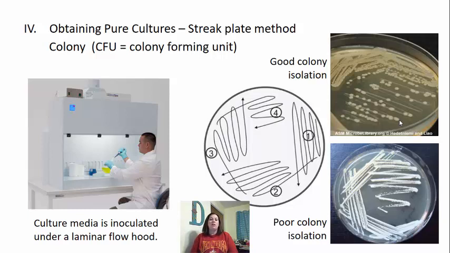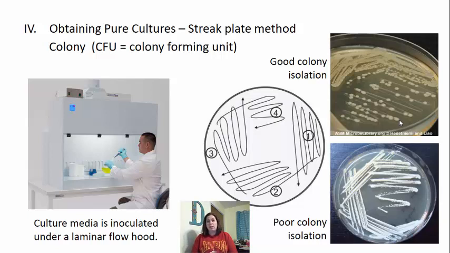When we look here, the culture media is inoculated, normally under a flow hood. We want to see that we isolate colonies so that they're all by themselves. In this top picture, you can say that there's good colony isolation, but at the bottom, there's poor isolation. There are too many colonies close together to be able to isolate one particular colony.